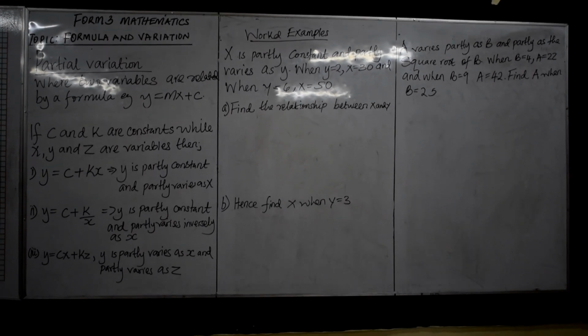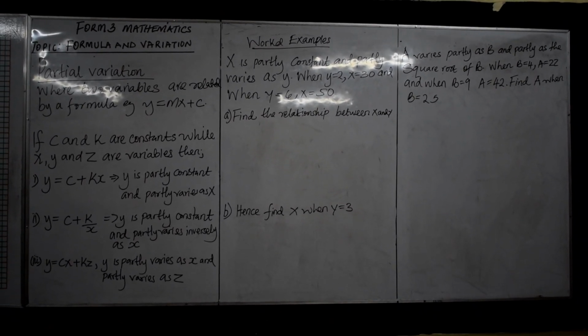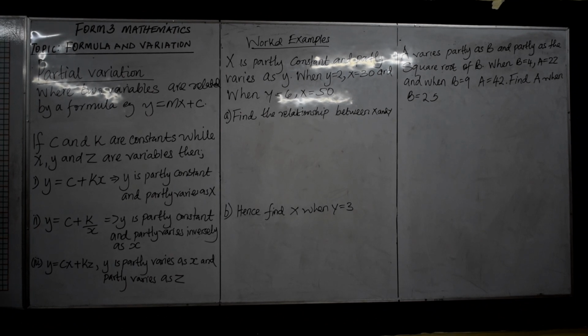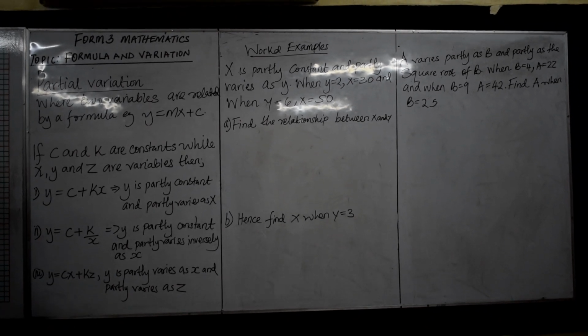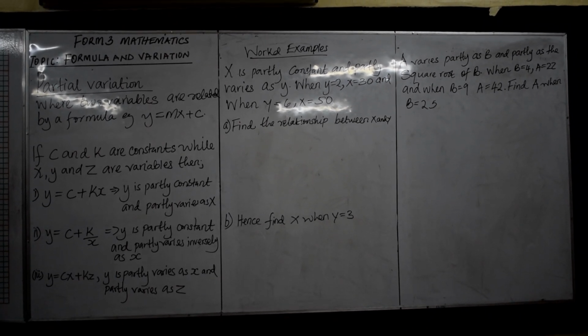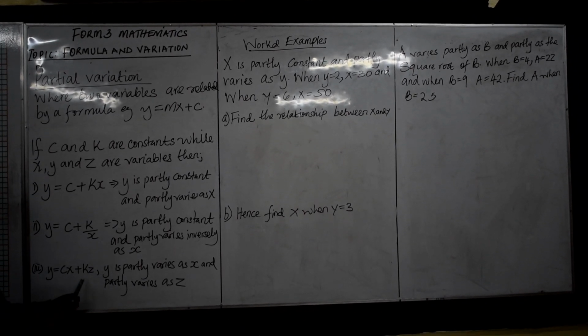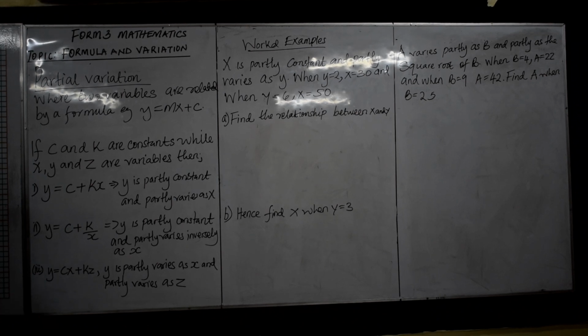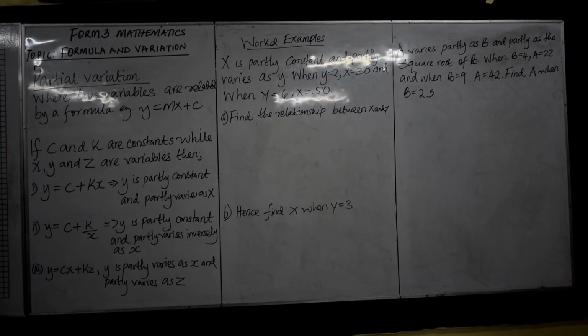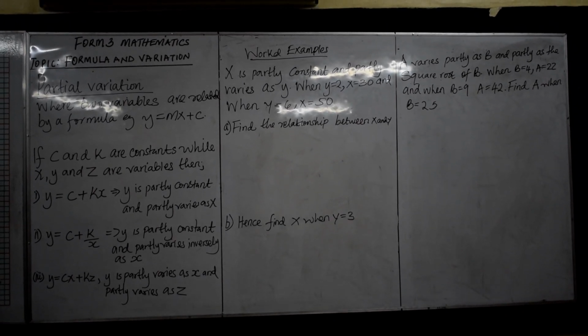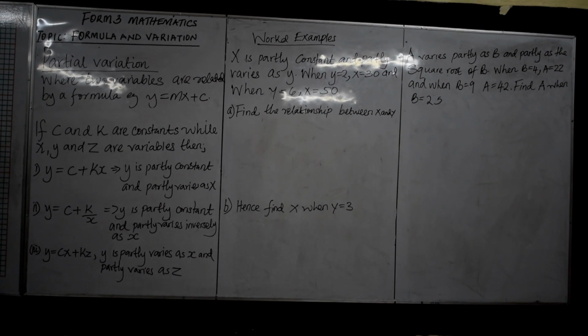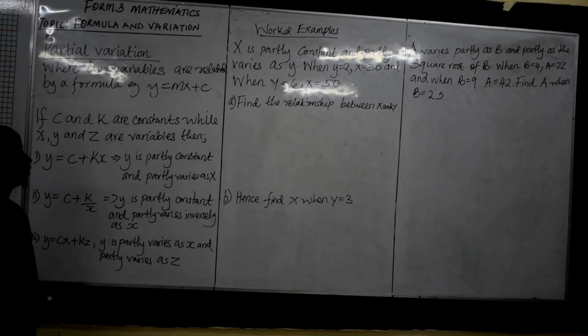And number three, y is equal to cx plus kz. Therefore, we read this one as y partially varies as x and partially varies as z. We are going to do some examples to illustrate the partial variation and see what happens.